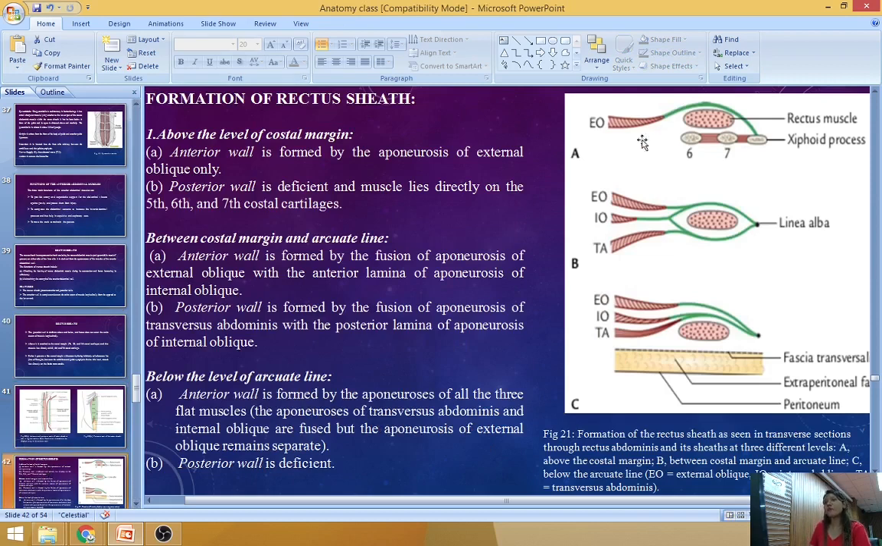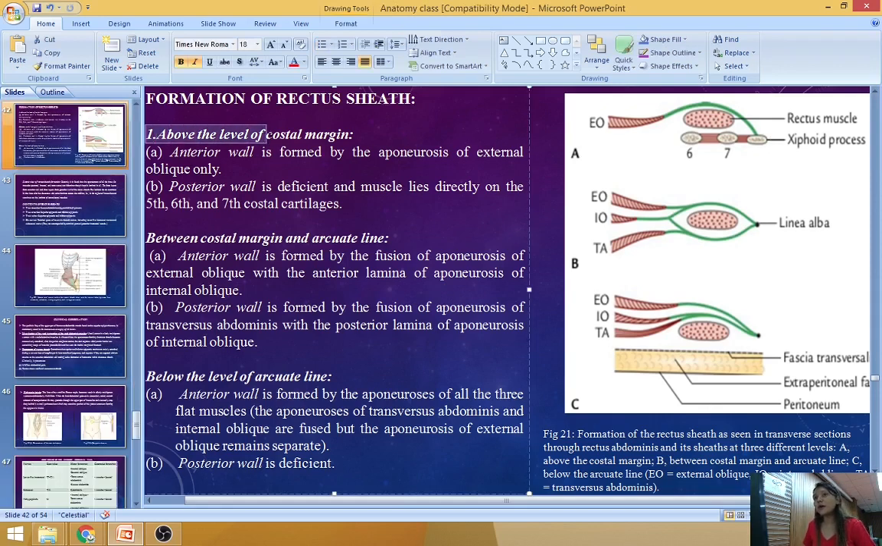So on this topic, formation of the rectus sheath, you have to draw this diagram. Okay, you have to draw this diagram and you have to tell how it is formed. So there are three parts, first, second, third, and every part has a different formation. So kindly try to understand with me. Above the level of the costal margin, I told you the anterior wall is complete, the posterior wall will be deficient above and below. It is present only in the middle. So above the level of the costal margin, the posterior wall is deficient.